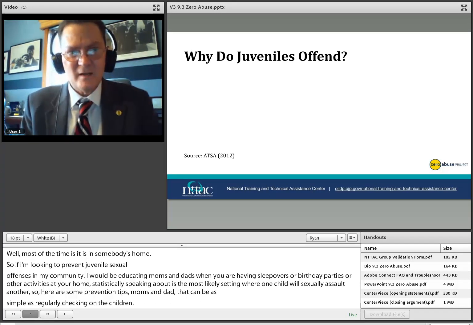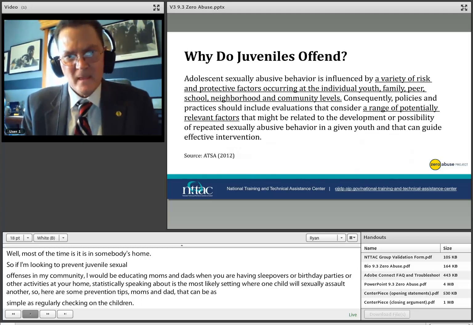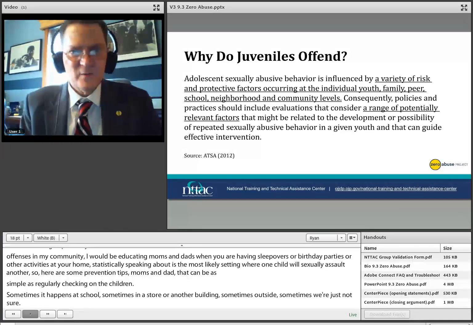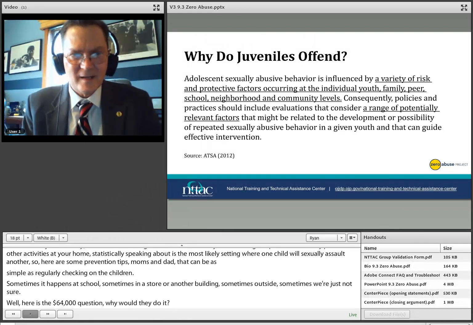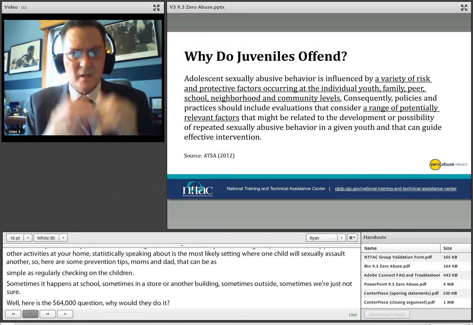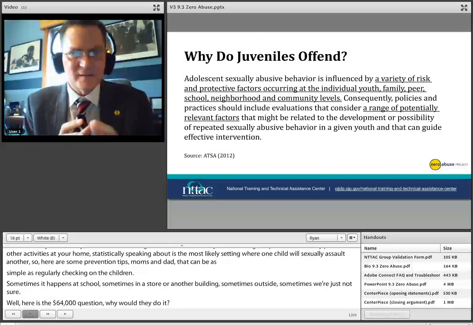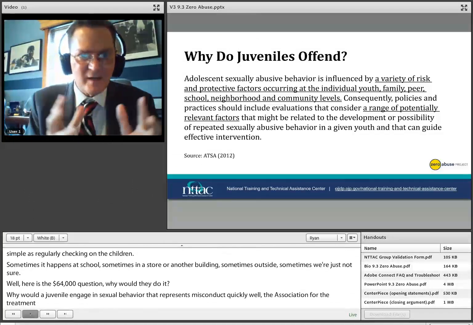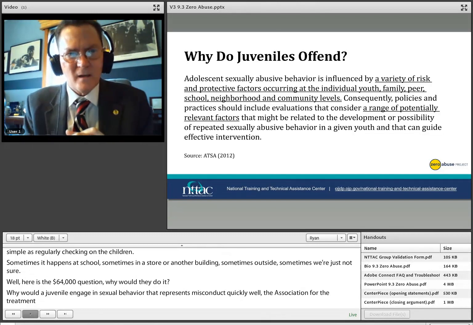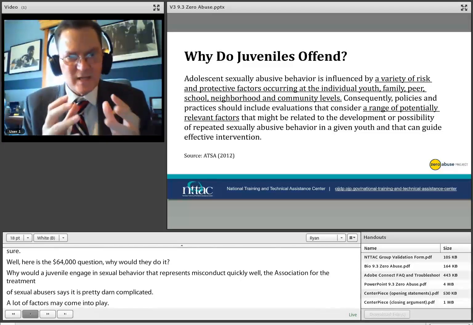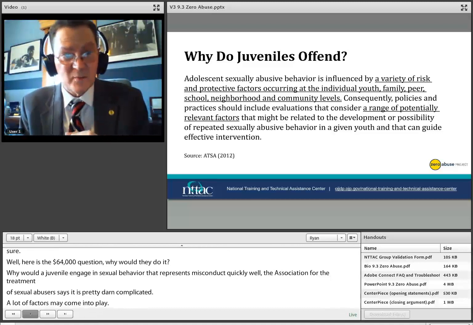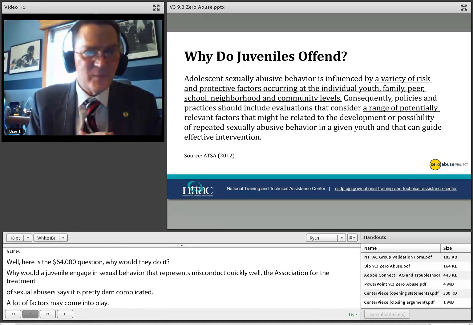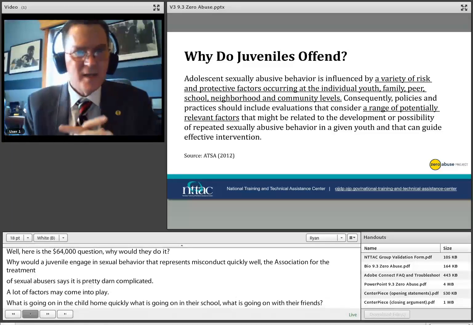Well, here's the $64,000 question. Why would they do it? Why would a juvenile engage in sexual behavior that represents misconduct? Well, the Association for the Treatment of Sexual Abusers says it's pretty darn complicated. A lot of factors may come into play. What's going on in the child's home? What's going on at their school? What's going on with their friends? What's going on in their neighborhood? A whole host of potentially relevant factors may come into play.